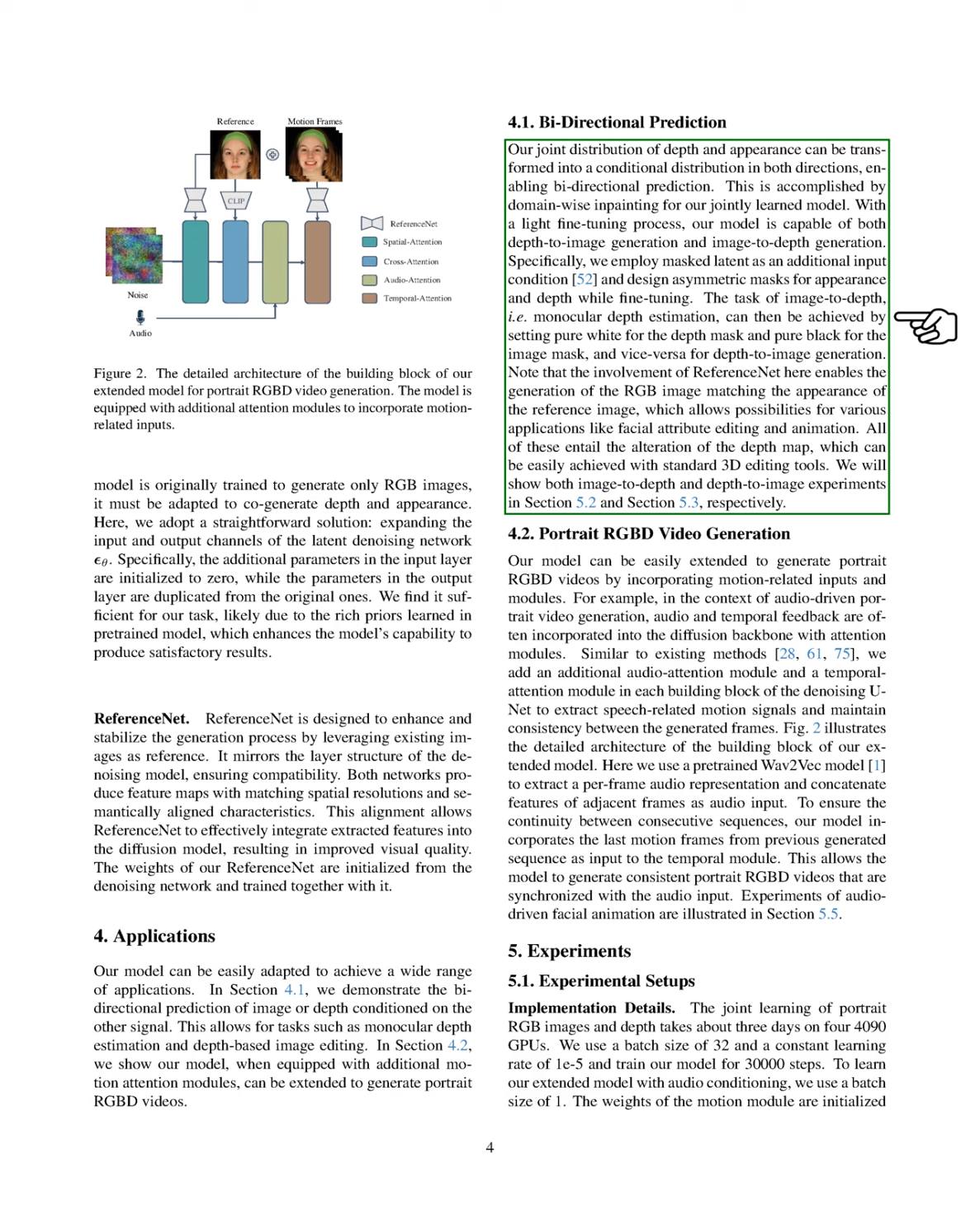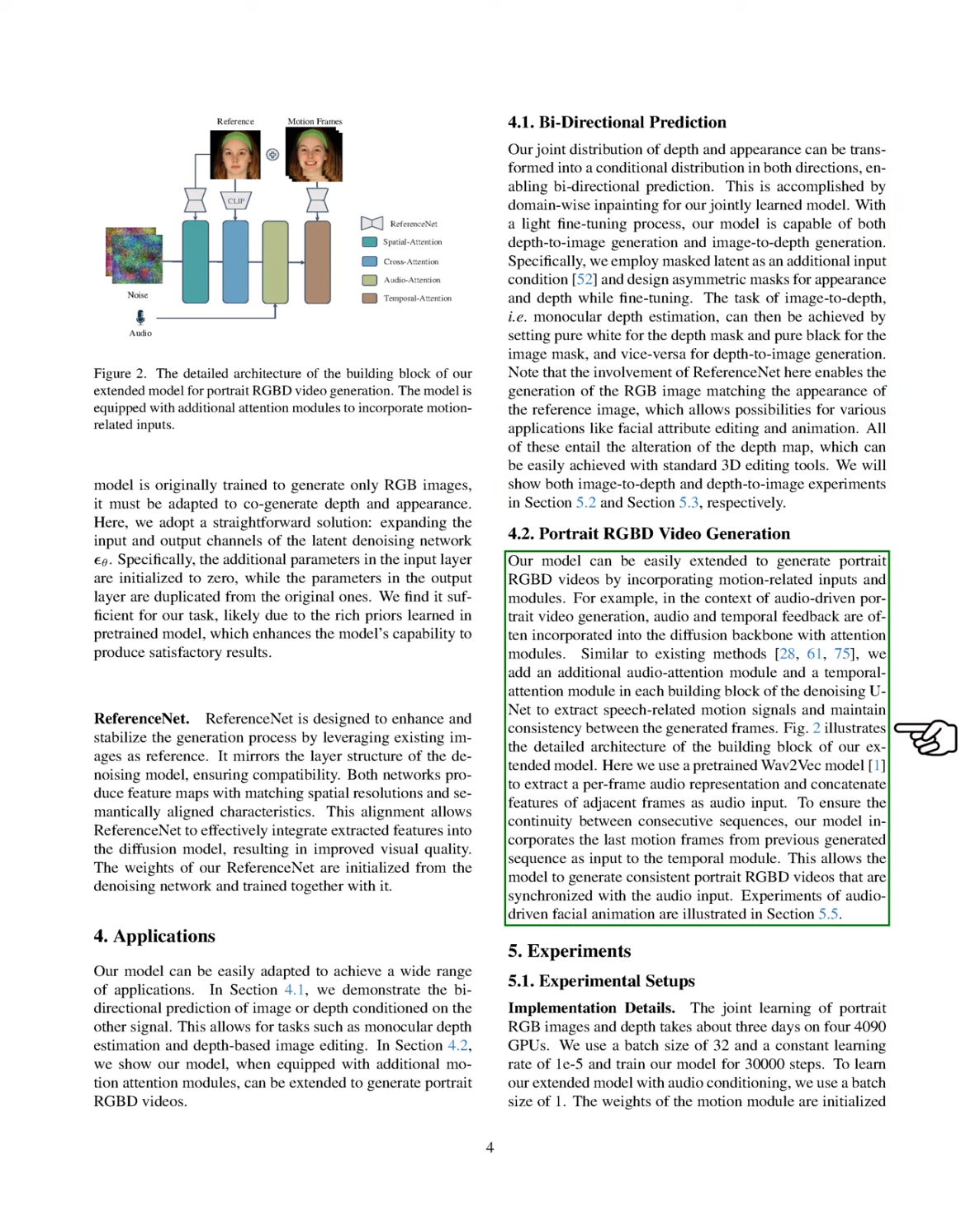We can also extend our model to create portrait RGBD videos by adding motion-related inputs and modules. For instance, in audio-driven portrait video generation, we incorporate audio and temporal feedback into the diffusion backbone with attention modules. We add an audio attention module and a temporal attention module in each block of the denoising U-net to capture speech-related motion signals and ensure frame consistency.